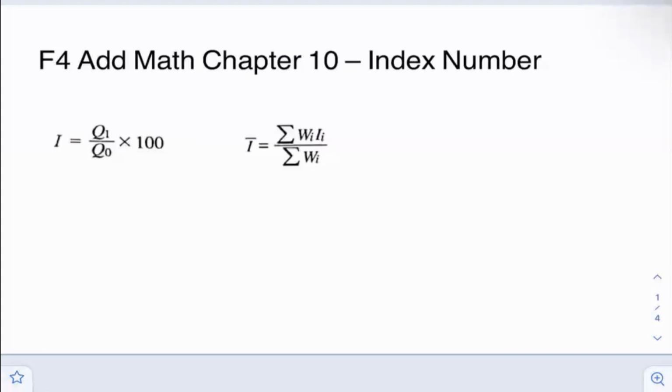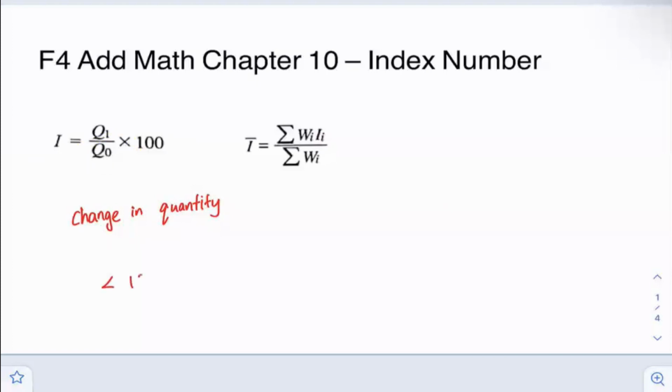Today we'll be learning from 4M Math, Chapter 10, Index Number. An index number shows the change in quantity at a specific time compared to the base time. We have Q1 and Q0 here. Q1 is the quantity at a specific time and Q0 is the quantity at the base time. In order to know the index number, we have to use Q1 over Q0 multiplied by 100. Normally, we will say Q0 is equal to 100.